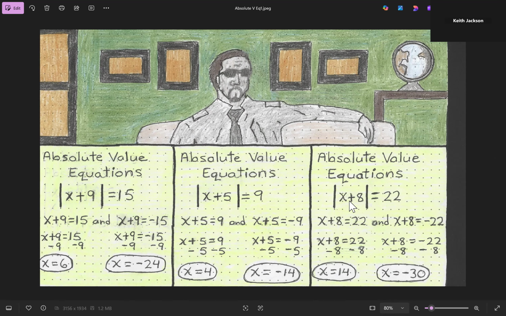Plugging it back into the absolute value equation, 14 plus 8 will give me 22. And 22 is the absolute value of 22. And let us move on to the second scenario in which we have x plus 8 is equal to a negative 22, subtracting 8 from both sides. And as you can see, x will be equal to a negative 30. Plugging it back into the absolute value equation, negative 30 plus 8 will give me a negative 22. And the absolute value of negative 22 is 22.